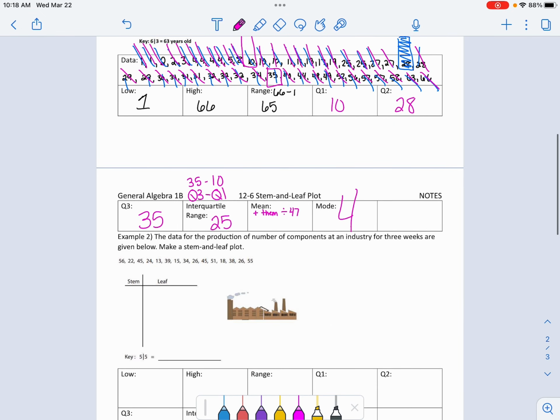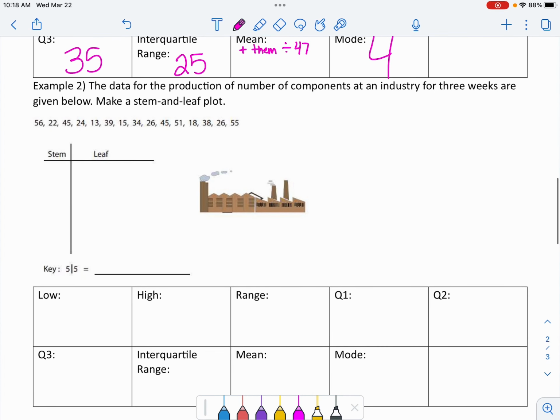All right, so I think we're okay not finding the mean. I think you guys know how to find mean, add them up, and divide. So we'll just skip that. We'll go to example 2. The data for the production of number of components in an industry for 3 weeks are given below. Okay, so how many things they made?